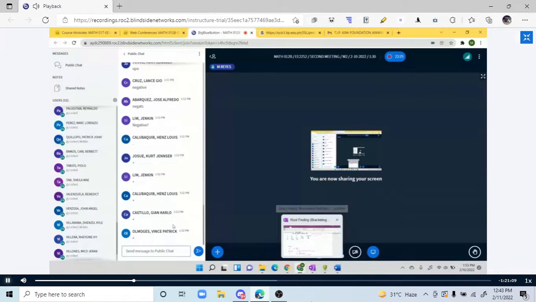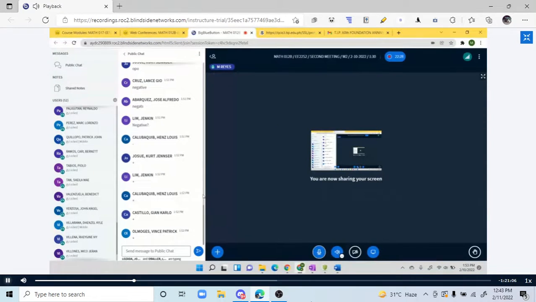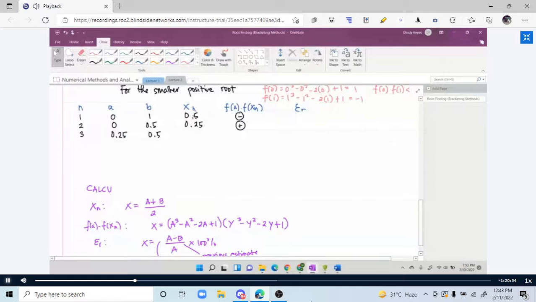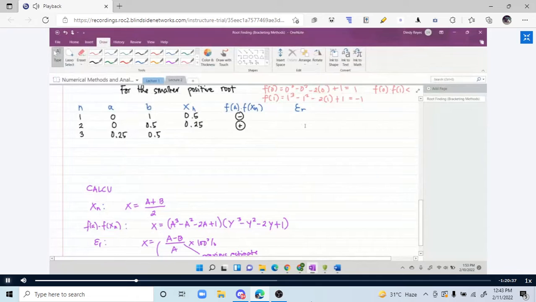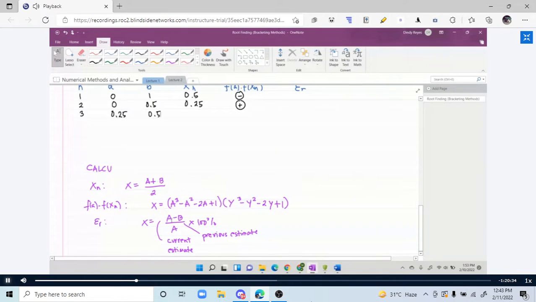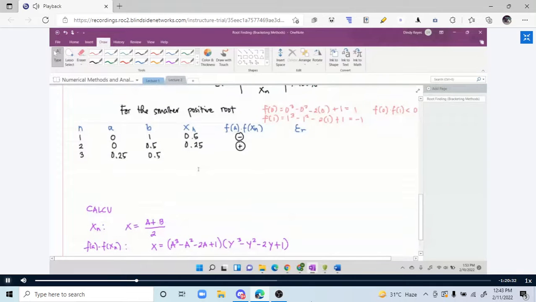What's the relative error? Those at the back, I asked you earlier to compute the relative error. 0.25 to 0.5 to 0.25. Error first for the second iteration. This is what I entered. A is the current estimate, B is the previous estimate. So A is 0.25, B is 0.5.